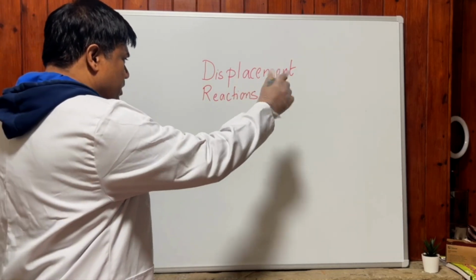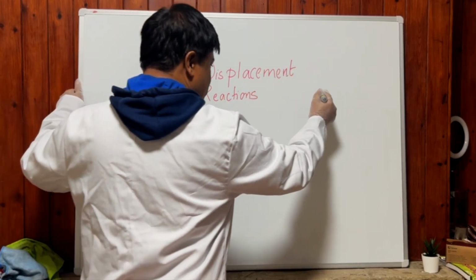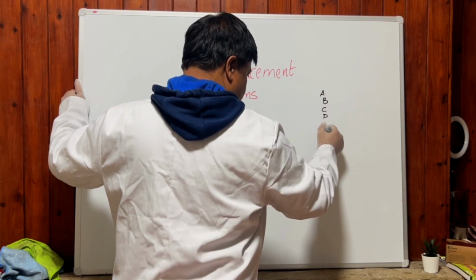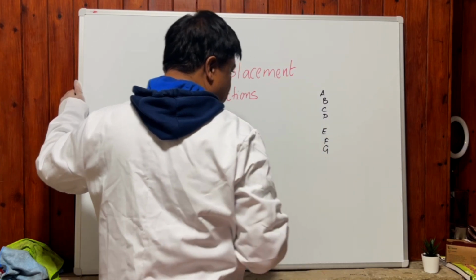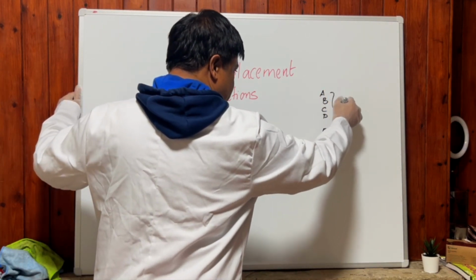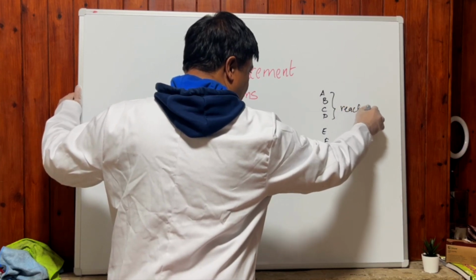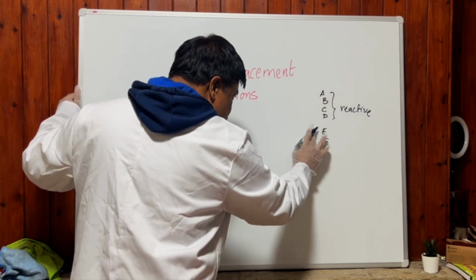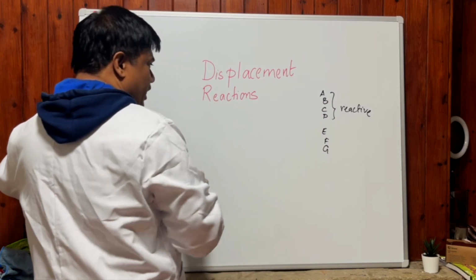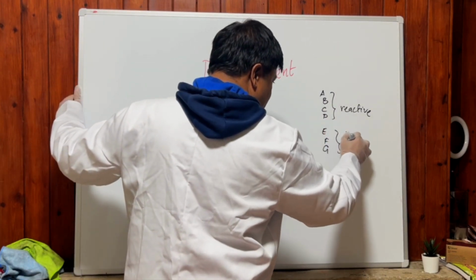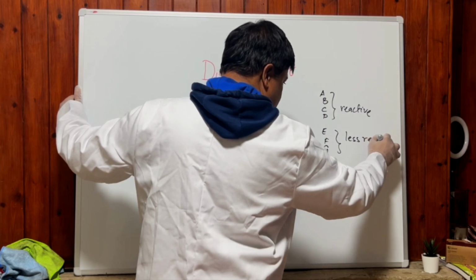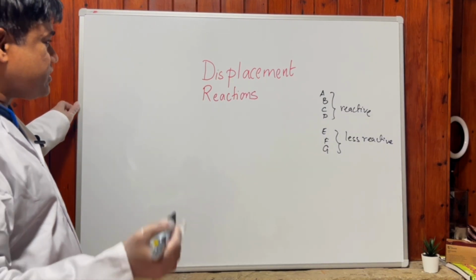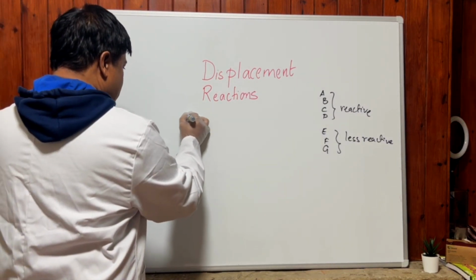So we have some reactive metals. Suppose we have A, B, C, D, and suppose E, F, G. Suppose these are the reactive metals which displace, which kick away or occupy the position of E in the chemical reaction. So these are the less reactive metals. So a very reactive metal displaces a less reactive metal from its compound. For example, look at that.